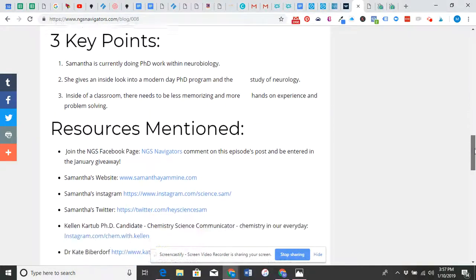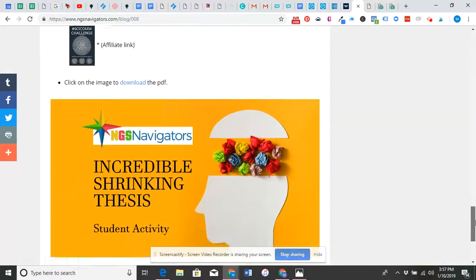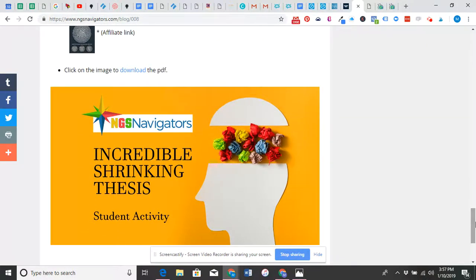But let's see. Coming down here, this is the activity that you can download called The Incredible Shrinking Thesis. It was inspired by Samantha when she was talking about how she communicates her PhD research, and scientists have to communicate their research. It's one of the science and engineering practices in NGSS: to communicate. So I thought it would be a great way to get students to practice that.